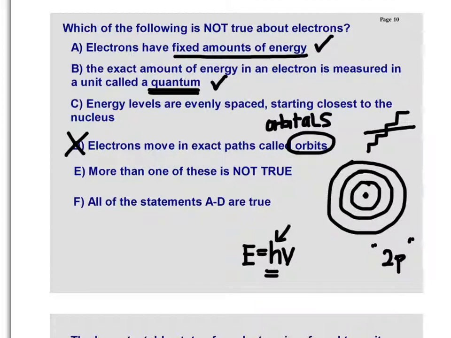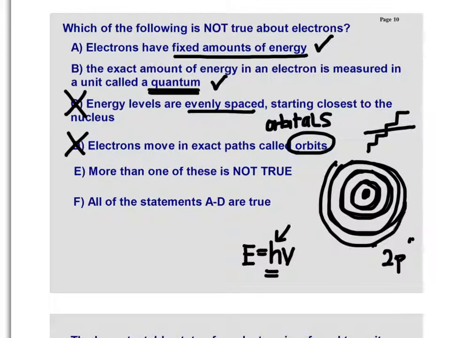And C is also wrong. They're not evenly spaced. As we go away from the nucleus, the spacing actually changes. They get, I can't remember if it's farther apart or closer together. I hate to say that. But it's not even. You can check the notes and you can let me know tomorrow.